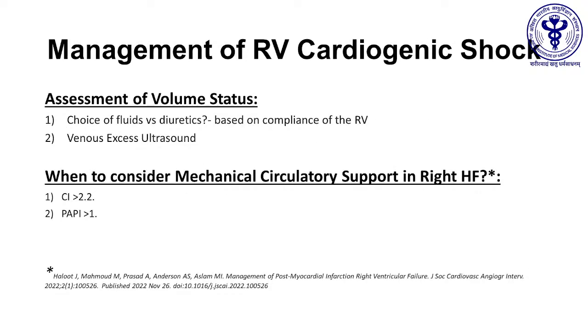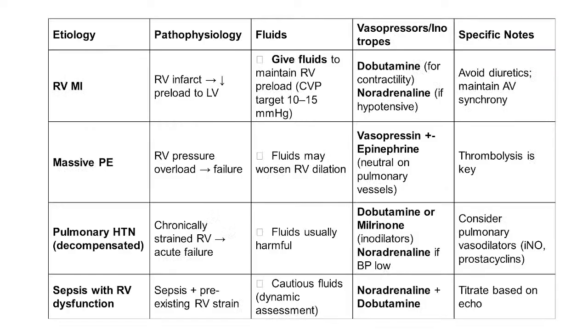Assess volume status, whether the patient needs fluids or diuretics, based on the compliance of the RV. Basically, in a patient with an RV MI, the RV is compliant. The RV is ischemic, but it is compliant, so you push in fluids. However, in a patient with massive pulmonary embolism, pulmonary hypertension, or sepsis with RV dysfunction, the RV is not compliant. So fluids are not supposed to be given there. You limit the amount of fluids that you give. Massive P or massive fluid? Fat or air.